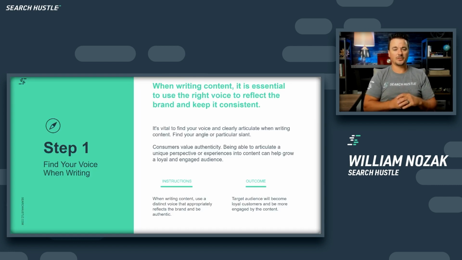So find your voice. When writing content, it's essential to use the right voice. Your product or service can be called probably 5 different things. How are we going to talk about it? How do we reference our product and our service? Are we fast and efficient? Are people price sensitive that buy from us? Are we not the cheap option in the market, but there's reasons for that. So we want to talk about it consistently.